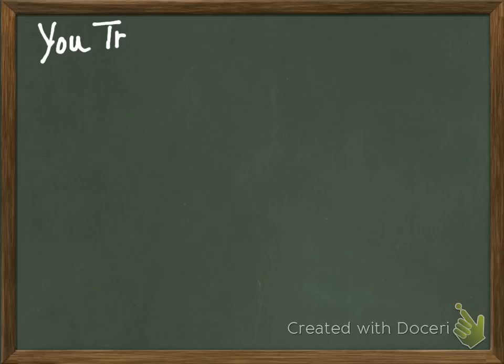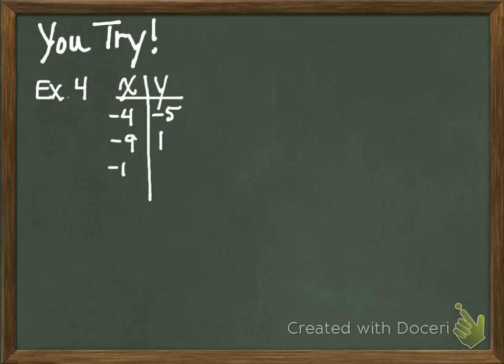All right, now it's your turn. I'd like you to take this table and find the slope in the table using the method I did just a few minutes ago. Take the difference in the y's, the difference in the x's, and compare them. Pause the video, work the problem, and then press play and see if your work looks like my work.